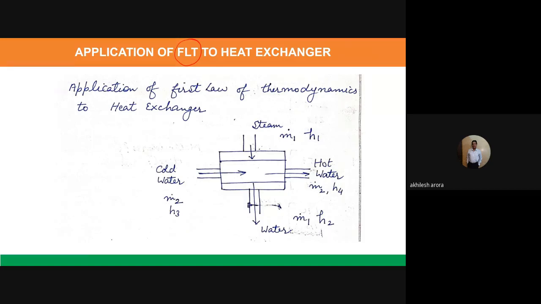So we are talking about a heat exchanger. Our today's topic is application of first law of thermodynamics to a heat exchanger. Now, what is a heat exchanger?